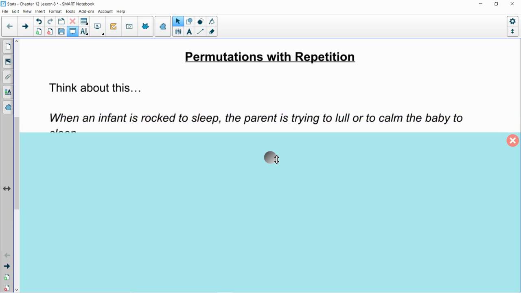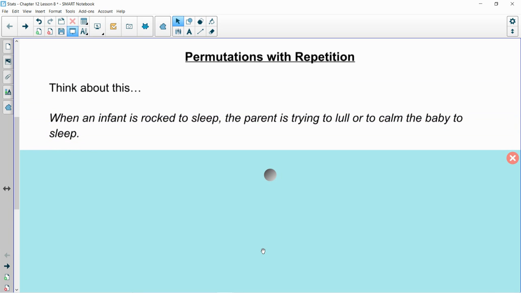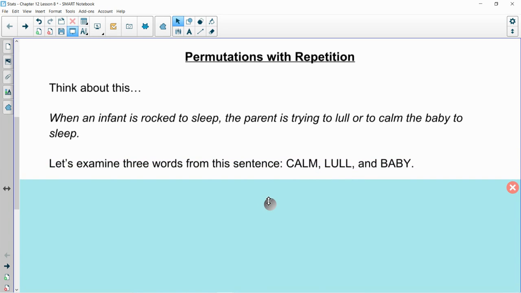So I give you a little something to think about. When an infant is rocked to sleep, the parent is trying to lull or calm the baby to sleep. All right. So we're going to examine 3 words from the sentence. And the 3 words we're going to examine are calm, lull, and baby. Each one of those 3 words contains 4 letters.